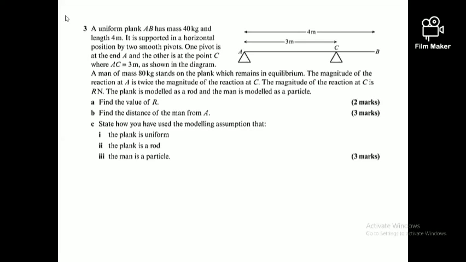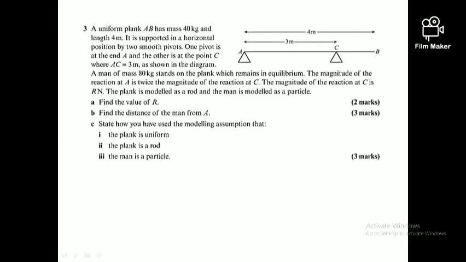Then let's move on to question number 3. A uniform plank AB has a mass of 40 kilograms and length 4 meters. Therefore, you can mark the weight 40g downwards at 2 meters from this corner or this corner, since the total length of the rod is 4 meters and the center of gravity is at the midpoint. It is supported at two horizontal positions on two smooth pivots. So here is one reaction and another reaction. We still don't know whether we have to mark these two reactions with a relationship, or you can just mark them as RA and RC.